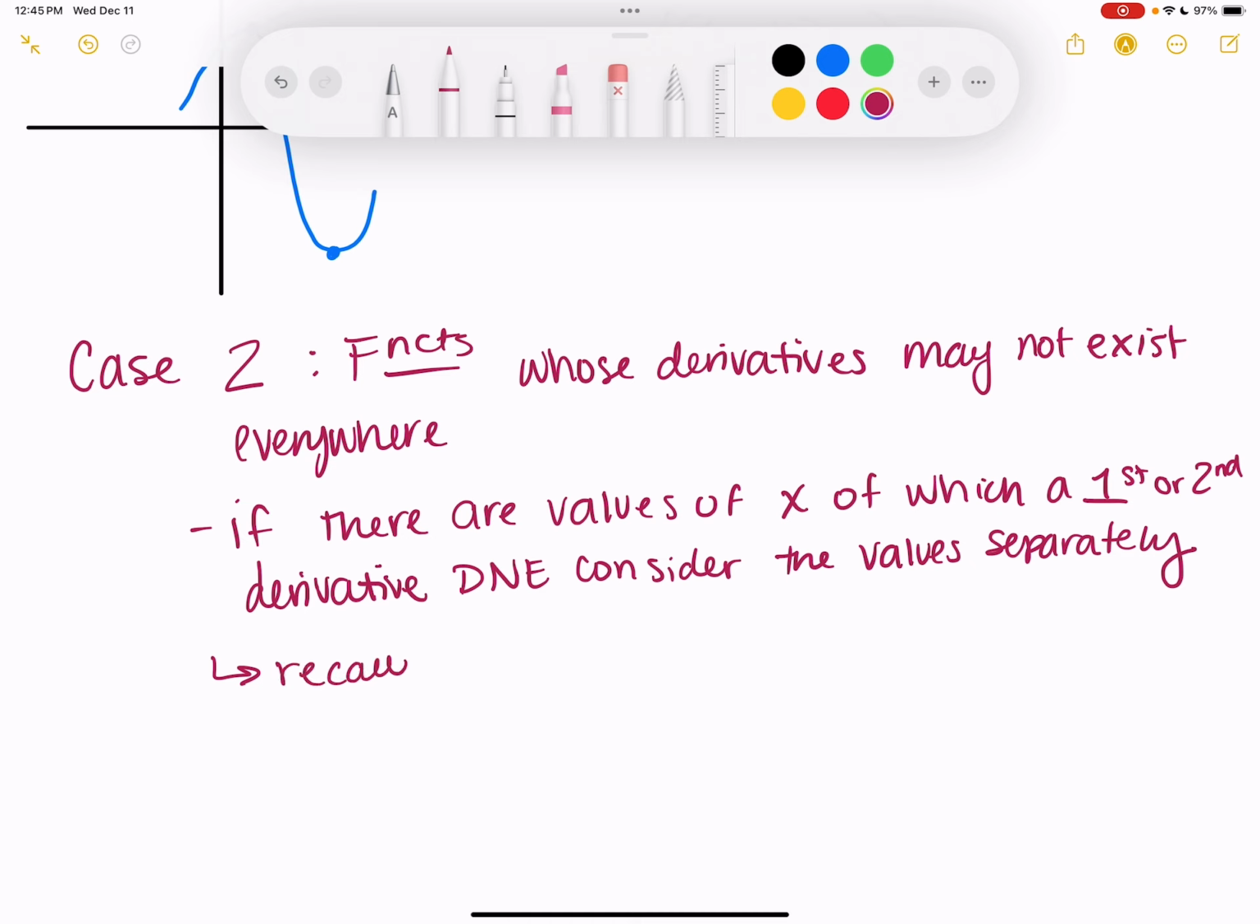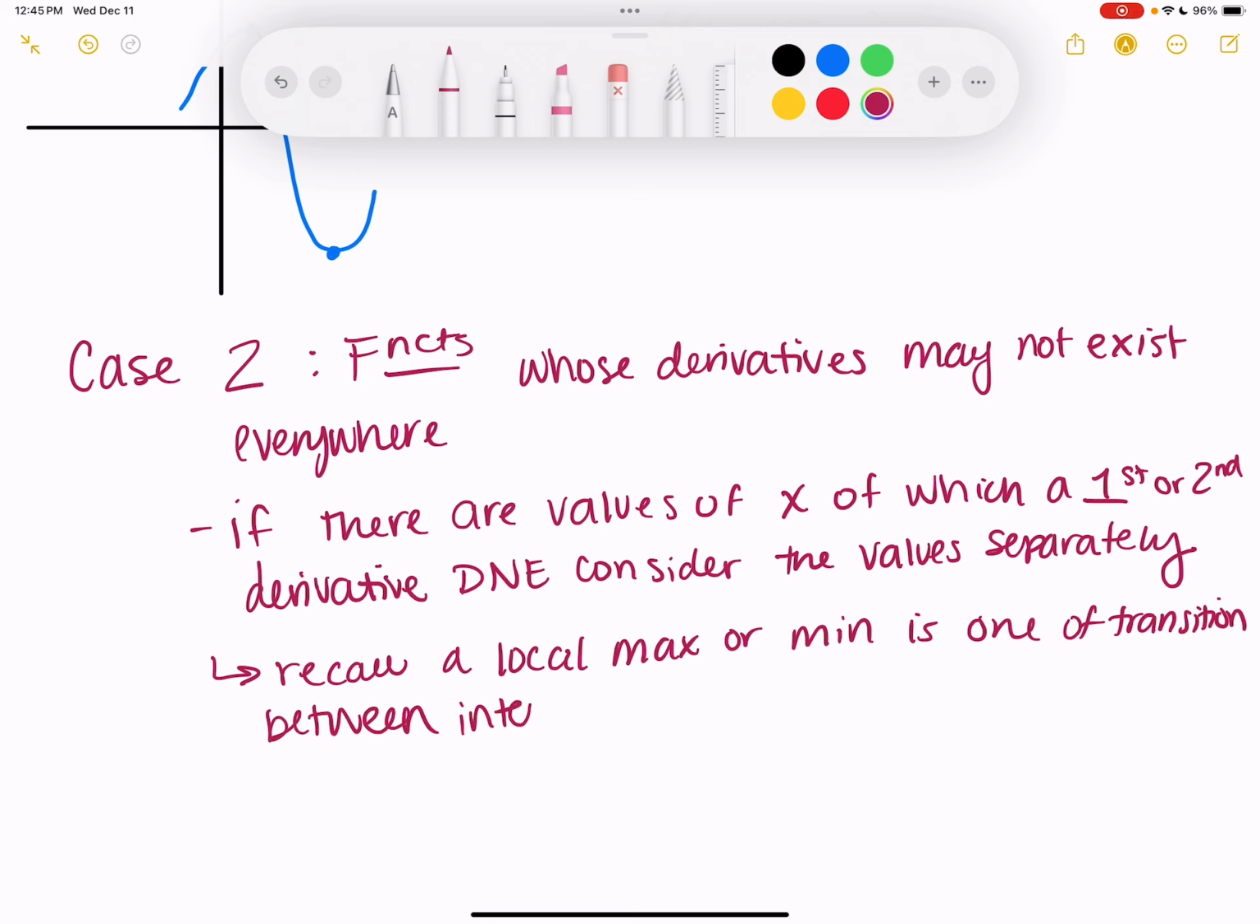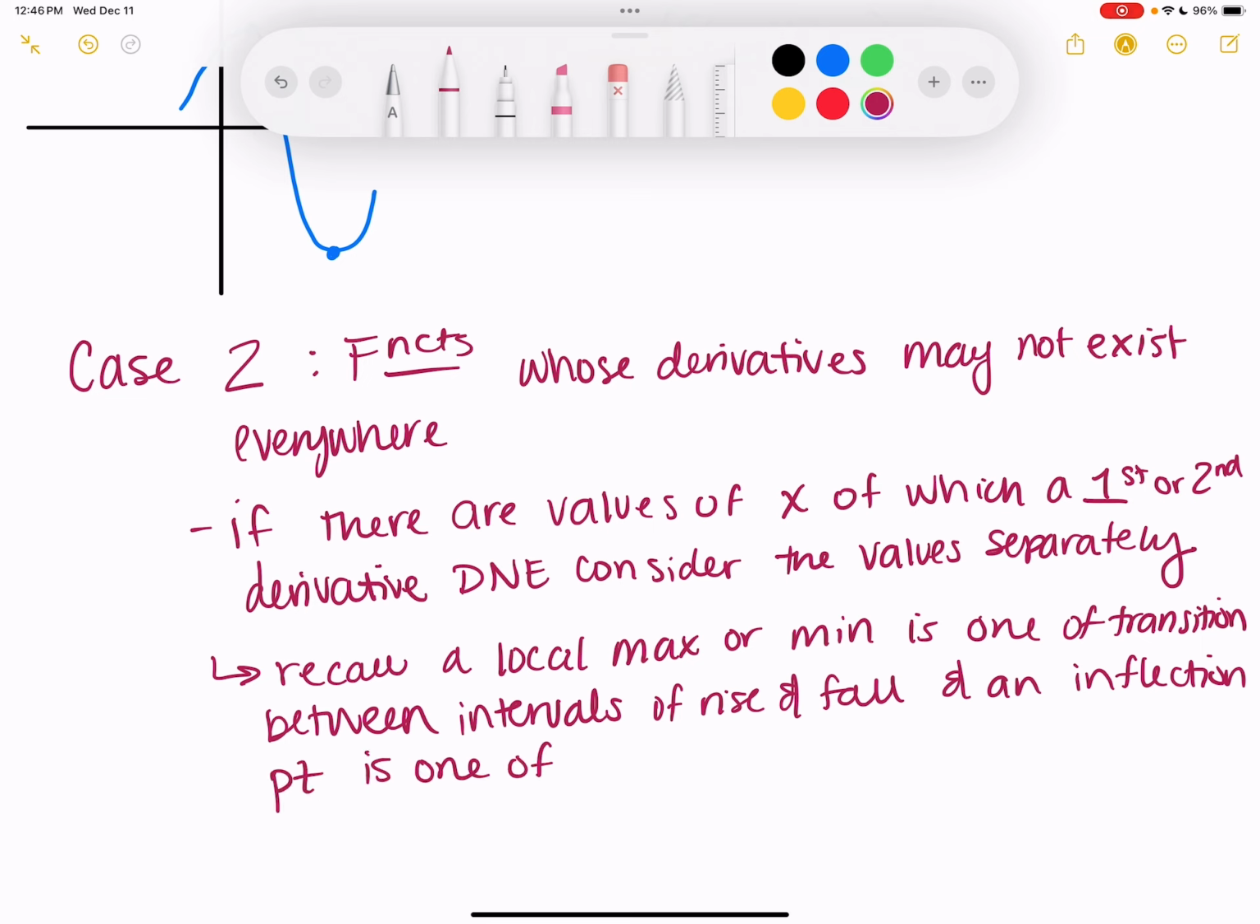Recall a local max or min is one of transition between intervals of rise and fall, and an inflection point is one of transition between intervals of upward and downward concavity.